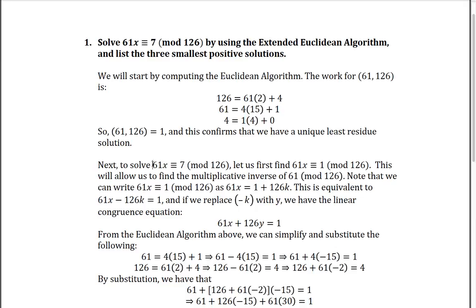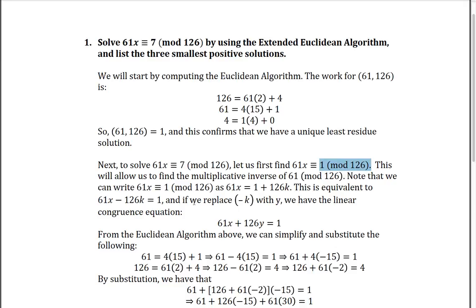Next, before we solve for this, instead of it being 7 mod 126, we need to find what 1 mod 126 is. By doing that, we can find the multiplicative inverse of 61 mod 126, and then we'll use that eventually down here to multiply through both sides to get our least residue solution.